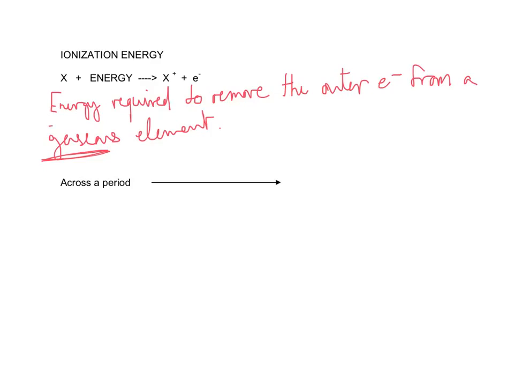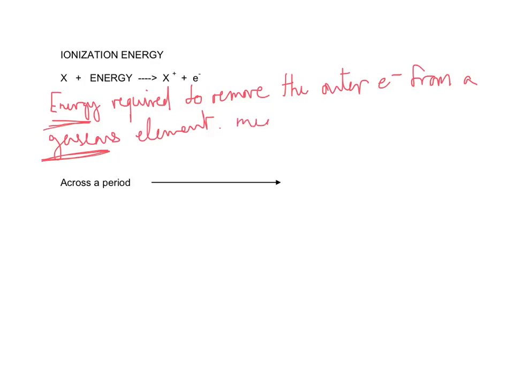So this is the energy required. You have to put in energy in order to remove electrons. And so you have to put in energy because it's attracted to the nucleus. So you have to be able to remove it from that attraction. It is energy, so it's measured in joules or kilojoules and typically per mole.